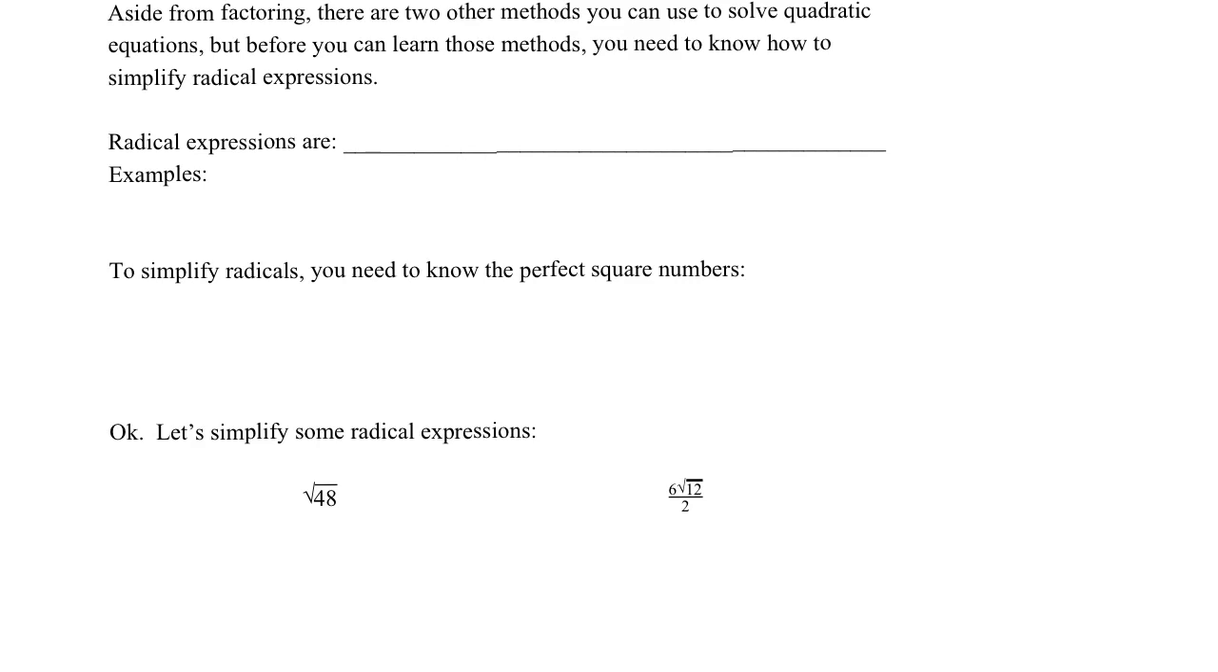Okay, so there are two more ways of solving quadratic equations that we're going to learn. But before you can learn those, you're going to have to learn how to simplify radical expressions. What's a radical expression? That's a radical expression right there. A radical expression is an expression that has a square root sign.